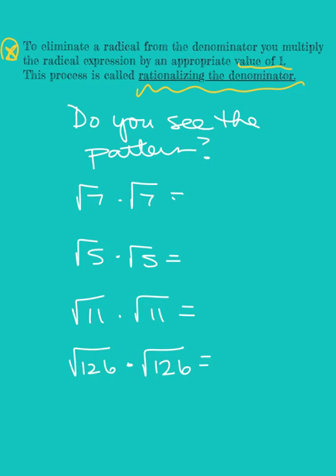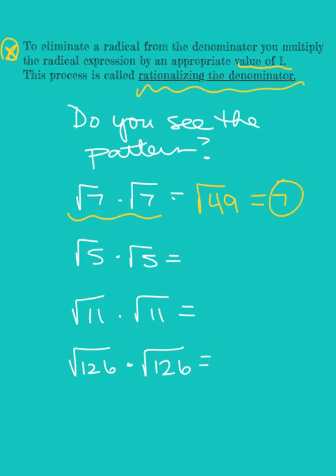So as we're getting ready to do it, do you see the pattern? Look what happens. I have the square root of 7 times the square root of 7. Now I can multiply what's underneath, so that gives me the square root of 49. 7 times 7 is 49. What is the square root of 49? 49 is a perfect square. That answer is 7. Let's look at the next one.